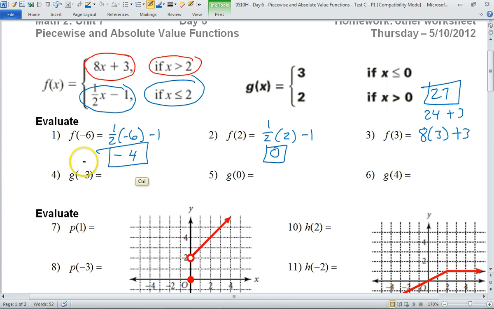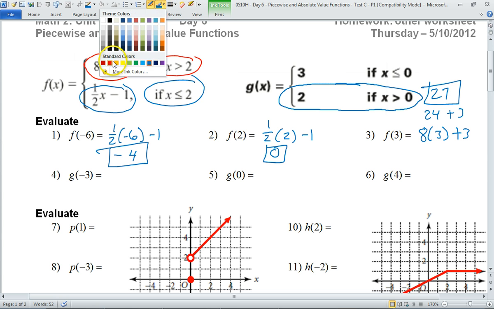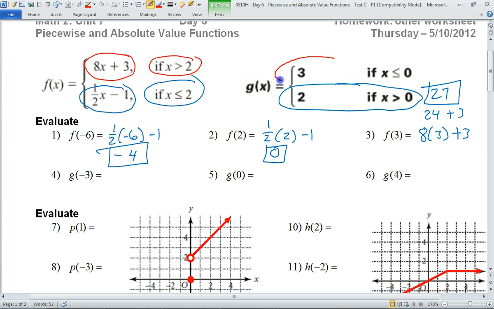For number 4, 5, and 6, notice the change in letter. Now it's G, function G. That means I'm over here on the right-hand side now, okay? Now, these are a little strange because notice it's just a number. G, it just has a 2. It just has a 3. There's nothing to plug into. Irvine, how do I handle it when there's just a number? No x's. What do I do then?